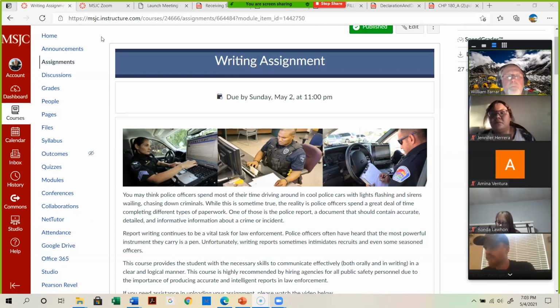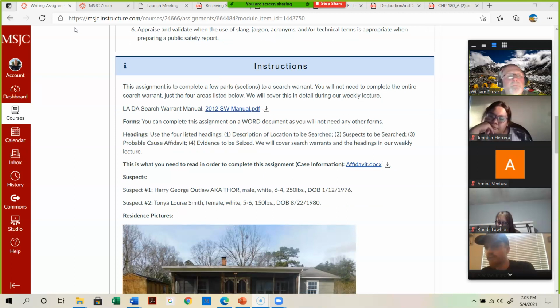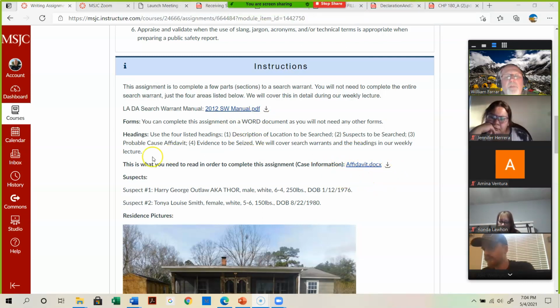So to go back to last week's assignment, the one that was due back on Sunday the 2nd, we did the search warrant exercise. And this was pretty much the assignment. I threw the DA manual in there if you wanted to look at it. And then basically the affidavit part was the information from your neighbor and information on an informant. And I gave you 4 different headings that I wanted you to use.